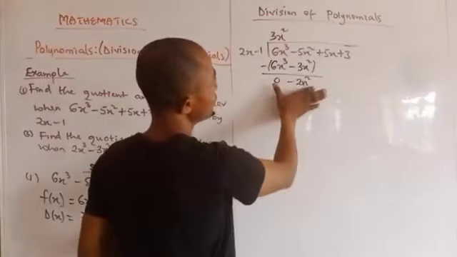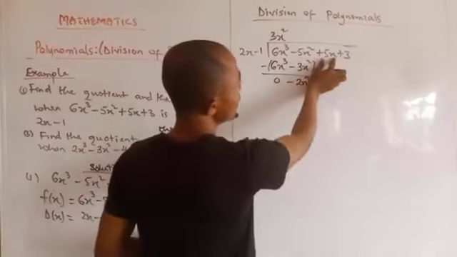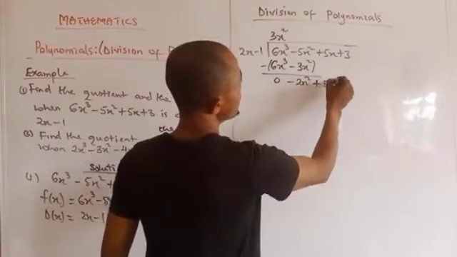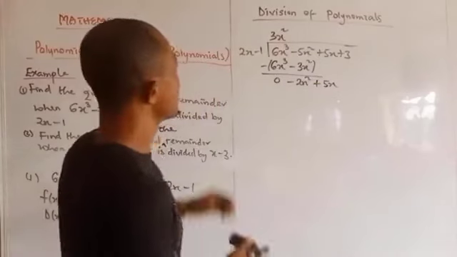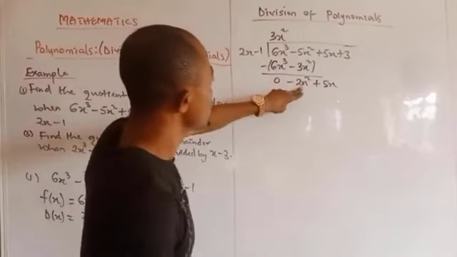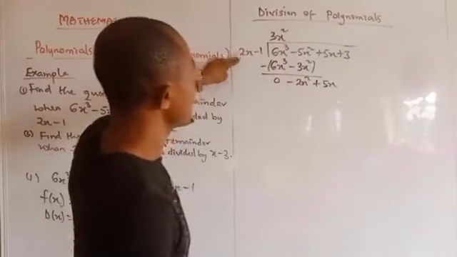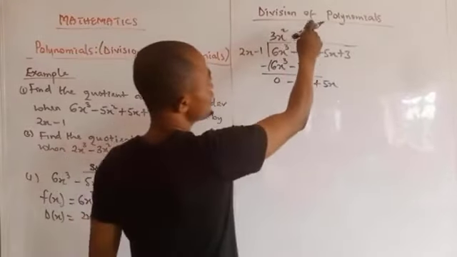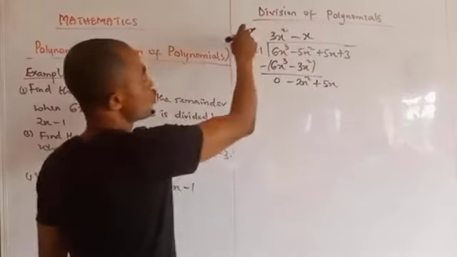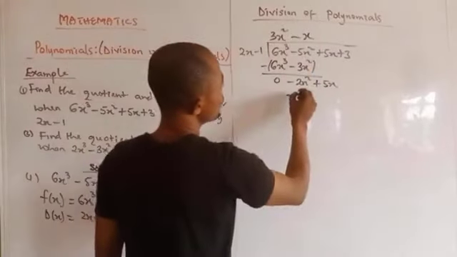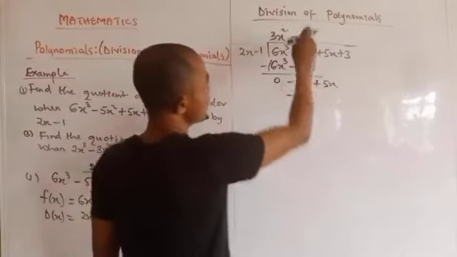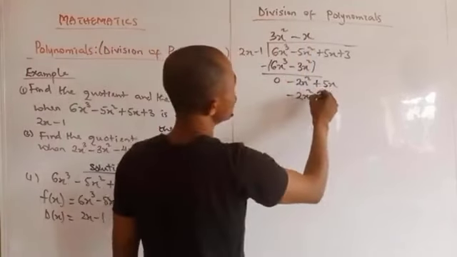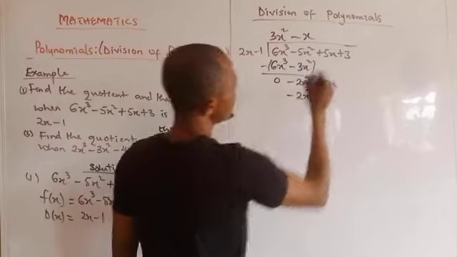We have done this. Then we drag this 5x down. So we are going to have 5x. So we say minus 2x squared divided by 2x. That is going to give us minus x. Then minus x times 2x will give us minus 2x squared. Then minus x again times minus 1 will give us plus x.